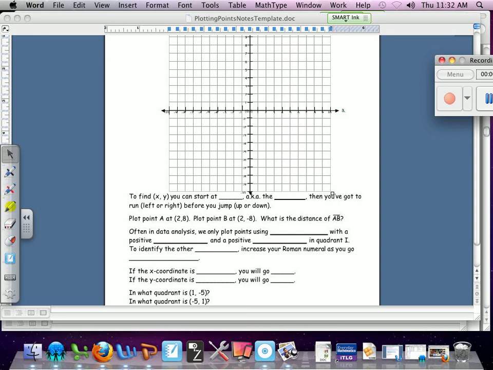...is on a coordinate graph. Make sure it's on your table of contents. Before I actually begin filling in the notes, I'll tell you the little urban legend behind how this system came up.